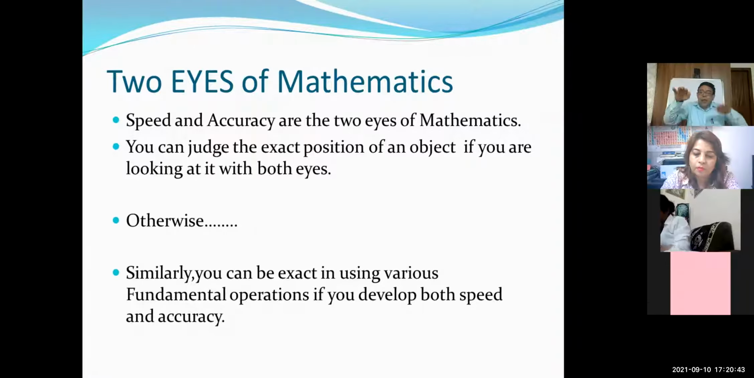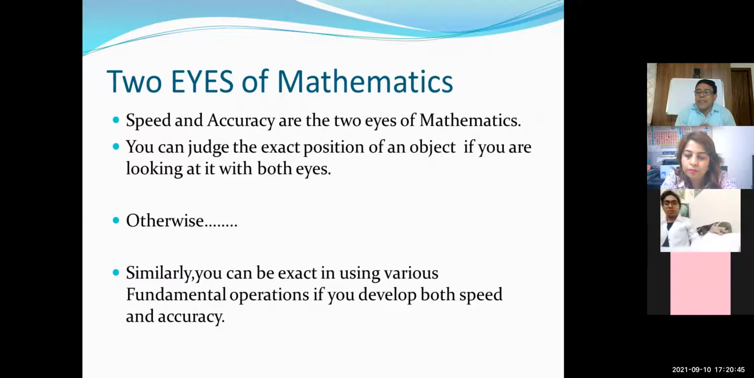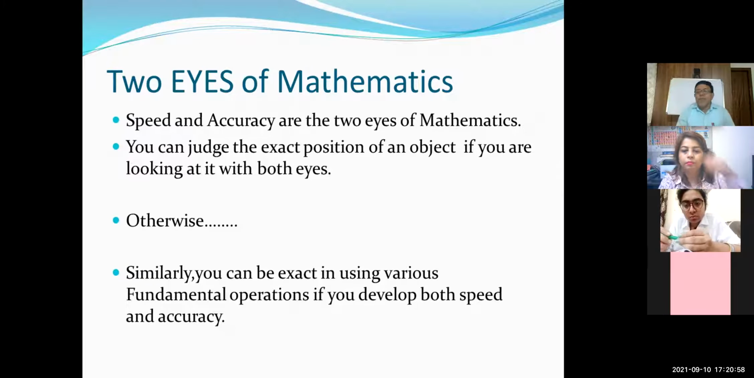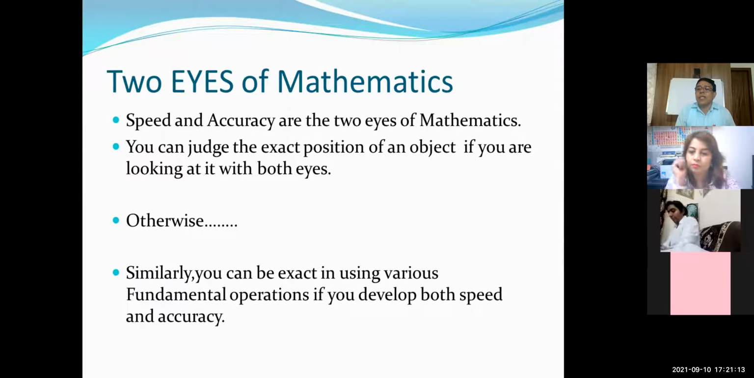But if one is upper hand, one lower hand, you may be lagging. Suppose one student is very speedy, but has no accuracy. Purpose is not served. Or if a student is very accurate, but speed takes a backseat. Purpose is not served. Thus, as 2 eyes are very essential for a human being to judge things, the 2 eyes called speed and accuracy are very essential for a learner to learn mathematics. Not only learn mathematics, but to excel in mathematics.